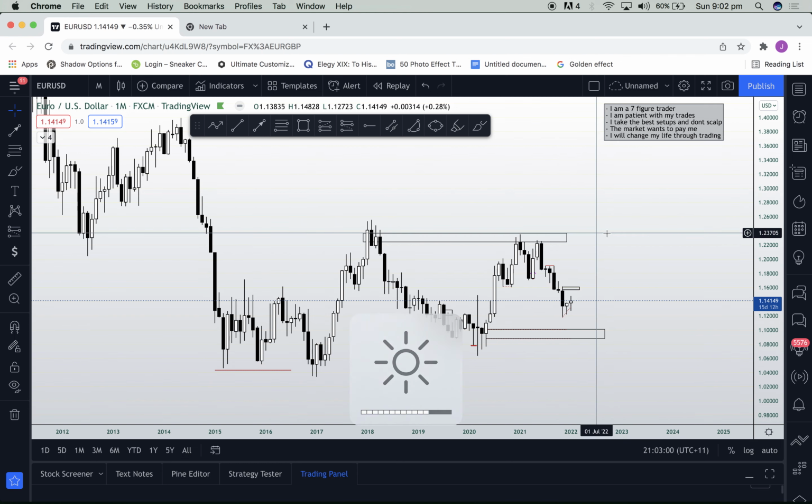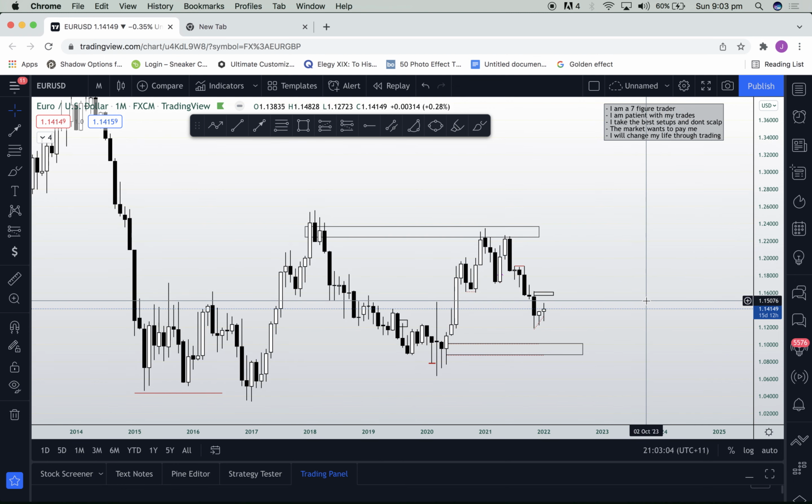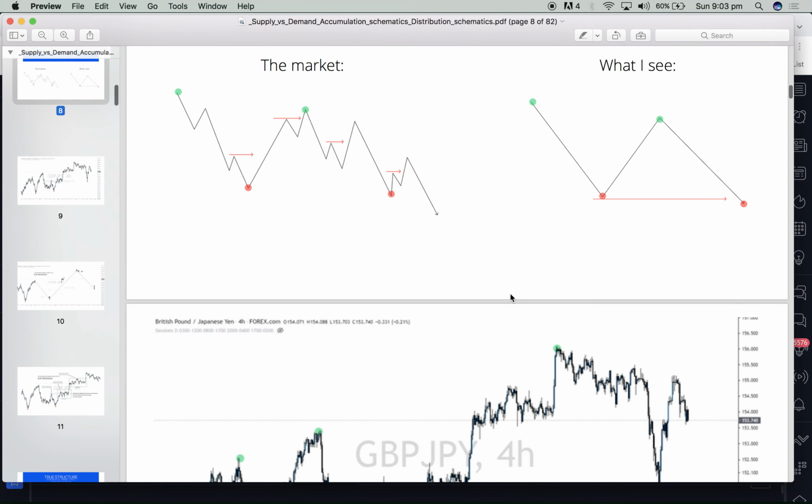Hey guys, welcome back. As per last video, I said we were going to move into the refinement of structure and how to determine true structure versus what we call fractal structure. Now hopping back over to our PDF document that we ran over.